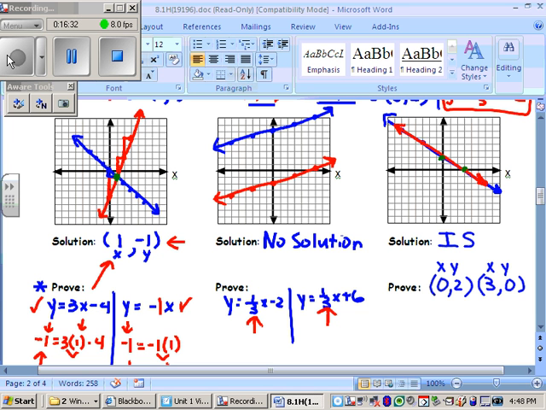So that completes the lesson on graphing a system of equations and looking at the solutions to see whether they are parallel, which means no solution. They intersect, which means there is one solution which you would identify, or they're the same line, which would tell you they have infinite solutions.